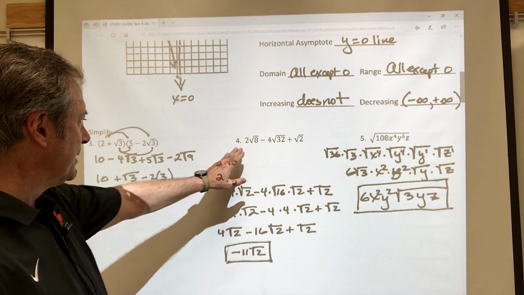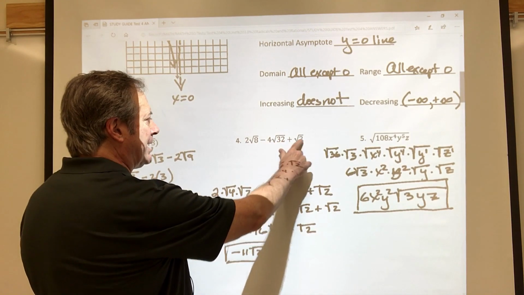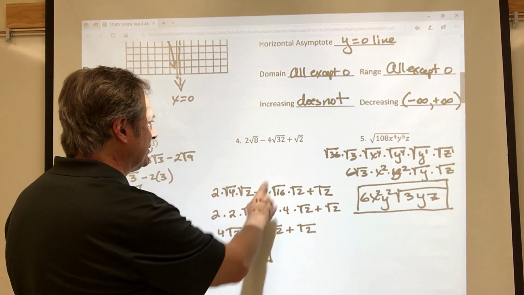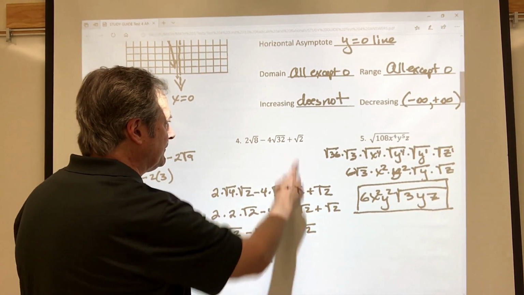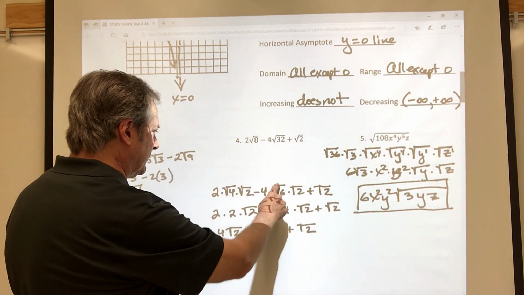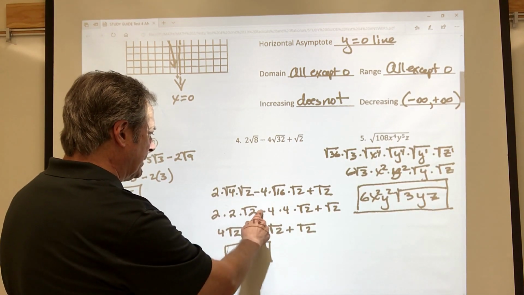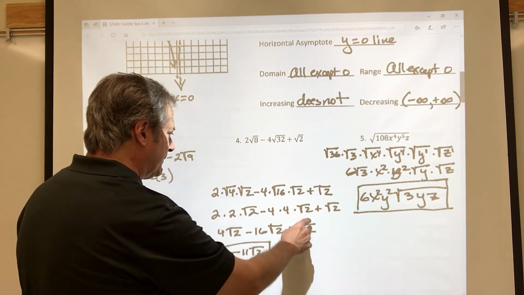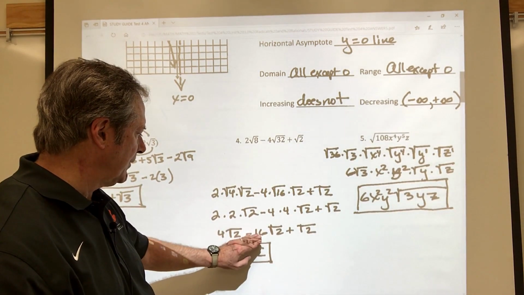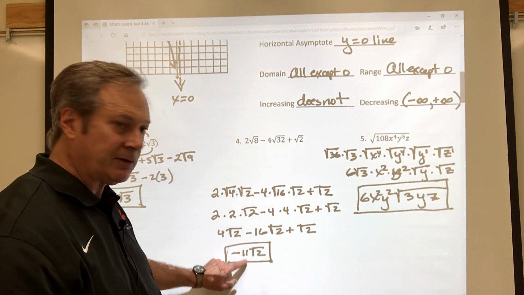All right, number 4, we're going to combine these, add or subtract, but we have to break them down. You cannot add or subtract unless they're like radicands. So 8 becomes 4 times 2, 32 becomes 16 times 2, and square root of 2 is in simplest form. And so the square root of 4 is 2, square root of 16 is 4. 2 times 2 is 4 on that square root of 2, minus 4 times 4 is 16 onto that square root of 2, plus square root of 2. So we've got all square roots of 2, so we have positive 4, take away 16, which would be negative 12, plus 1 would be negative 11 square roots of 2.